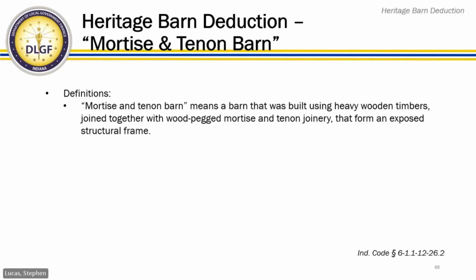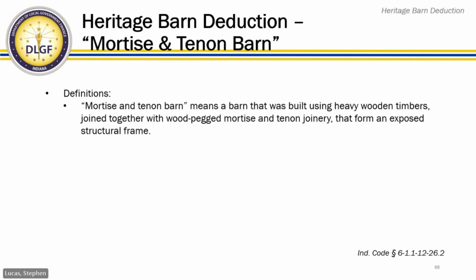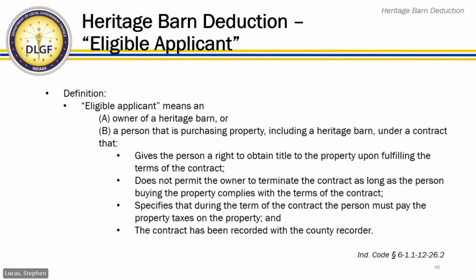So we have a barn and a heritage barn, but now we have a mortise and tenon barn. It's a barn that was built using heavy wooden timbers joined together with a wood-pegged mortise and tenon joinery that form an exposed structural frame. So in other words, when we're talking about a heritage barn, we're talking about a barn designed to be used for an agricultural purpose, built prior to 1950, and using a specific construction method. Like I said, it's a very fact-sensitive situation. But we're not done with definitions. Next slide.